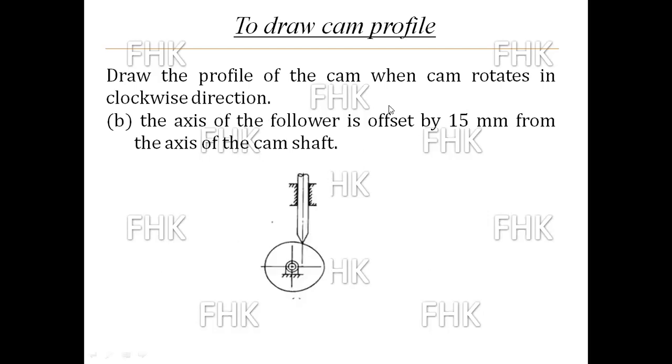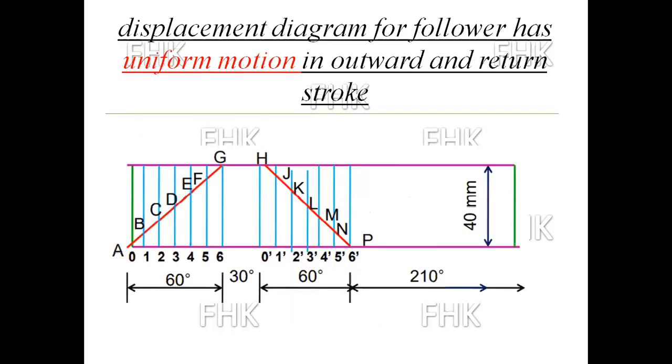That means the axis of motion of the follower is offset from the rotational axis of cam at a distance of 15 mm, which is given here in this problem. That distance may vary in different problems. So this is the type of a radial for offset follower. So today we are going to see how to draw the cam profile for offset follower. This is the displacement diagram that we have already studied in previous session. I will share the link of previous session.